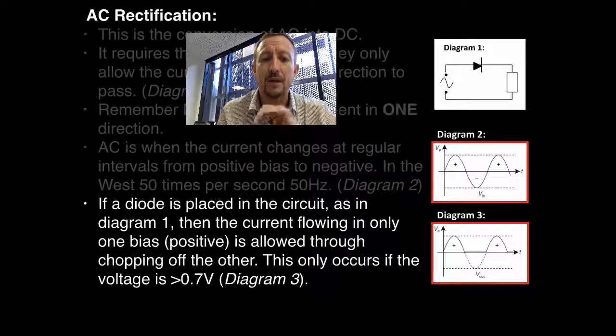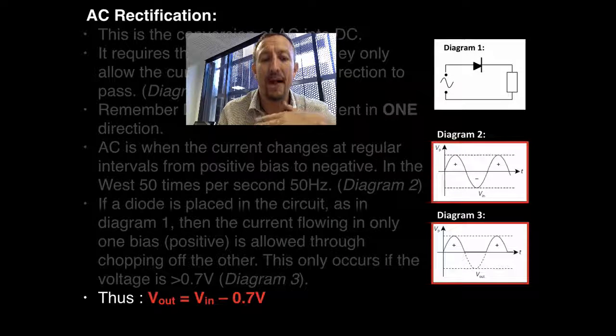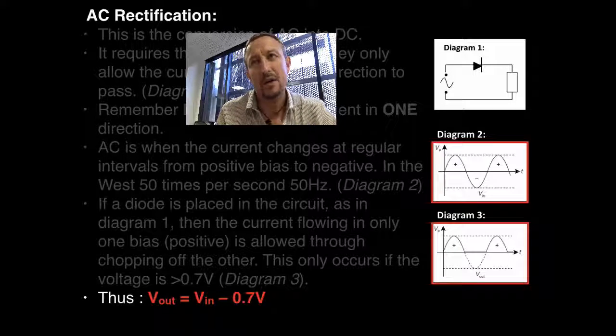Now we need to understand that the diode will only work if we've got 0.7 or higher volts of energy. So as a result, what we get is a line which is just above the top, and our voltage out at this point will be Vin minus 0.7 volts. Now that 0.7 can in most cases be quite minuscule, and as a result we don't even look at it.